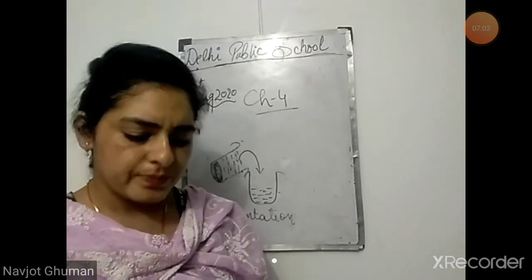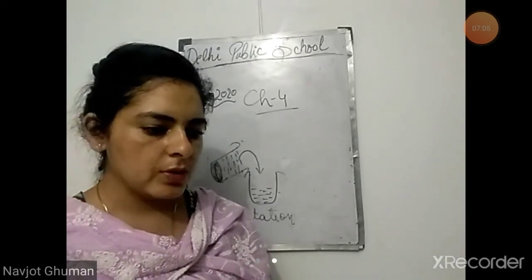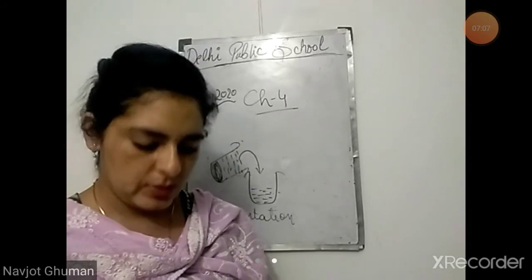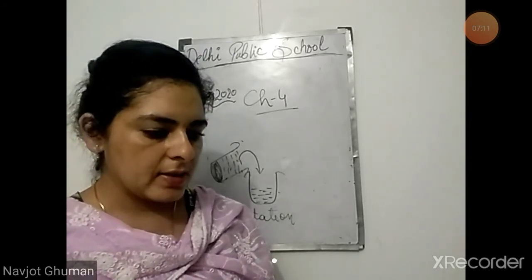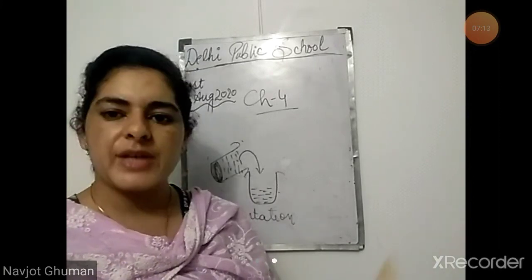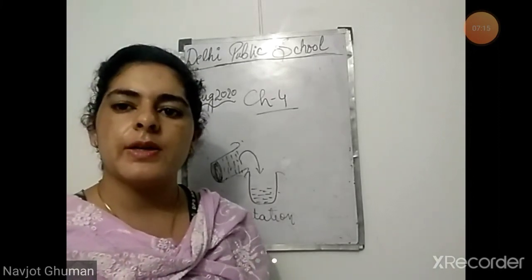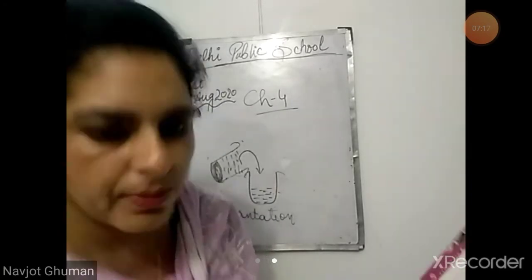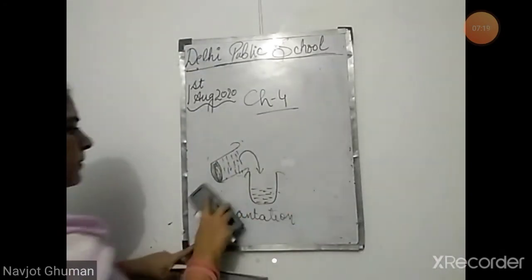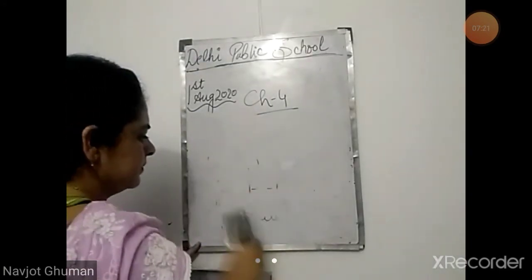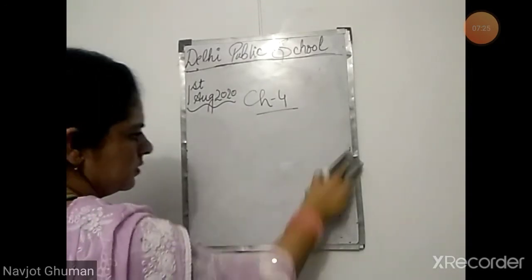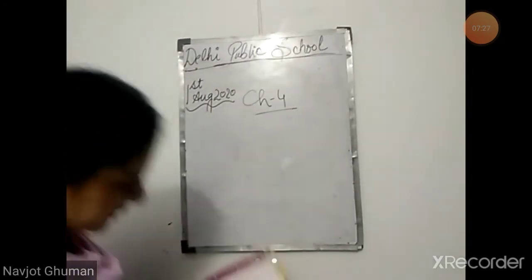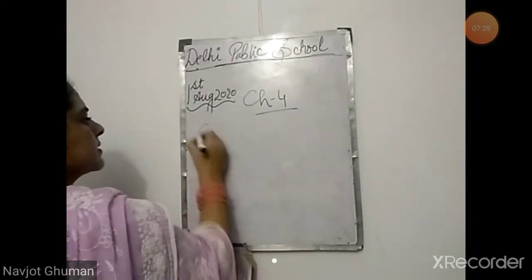So now we have completed up to choose the correct options. Now next is our give two examples, that is on page number 52. Now everyone open your books at page number 52. Give two examples.